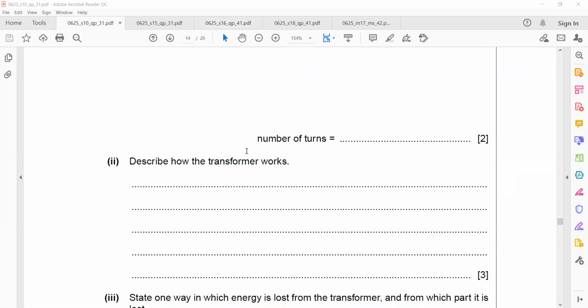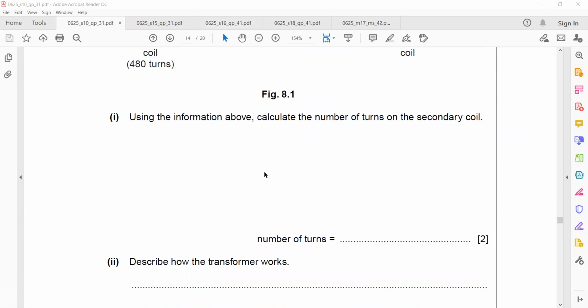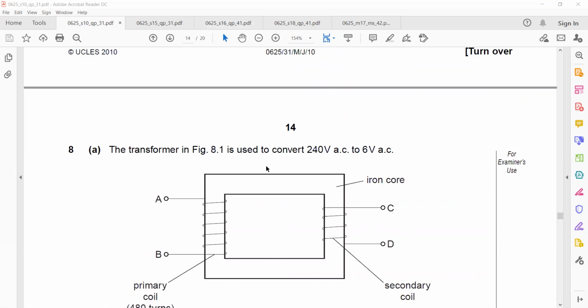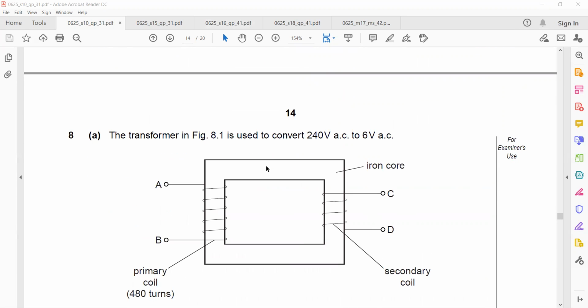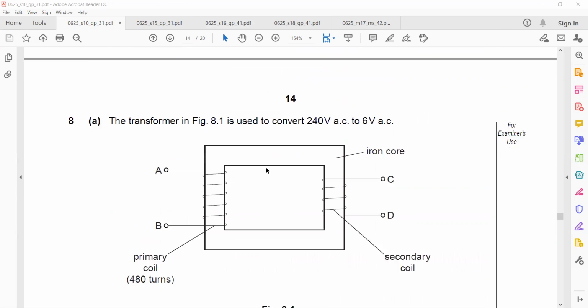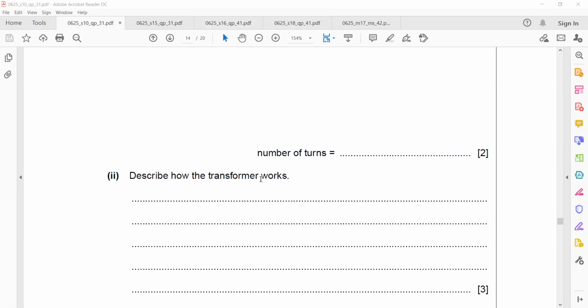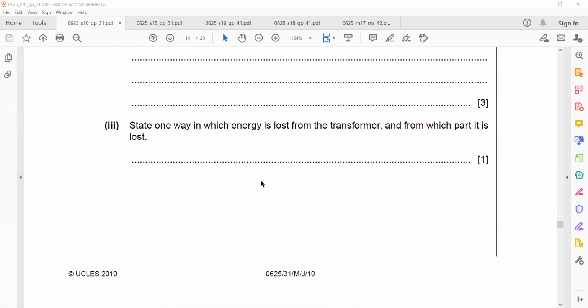Describe how the transformer works. The same thing. AC input in the primary produces a variable magnetic field. This magnetic field magnetizes the iron core. Change in the magnetic field of the iron core induces EMF in the secondary.